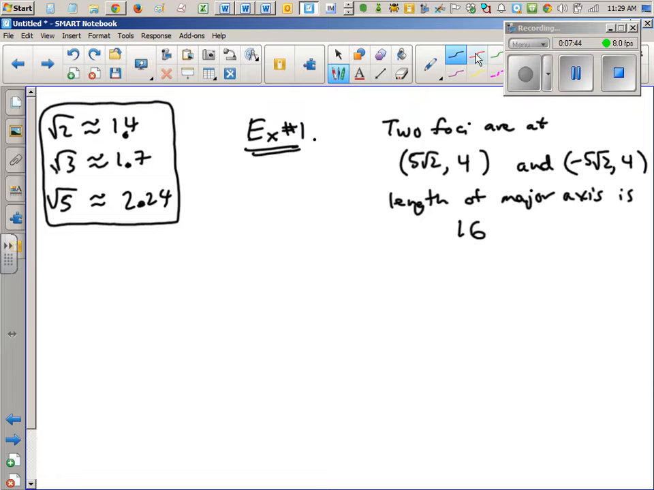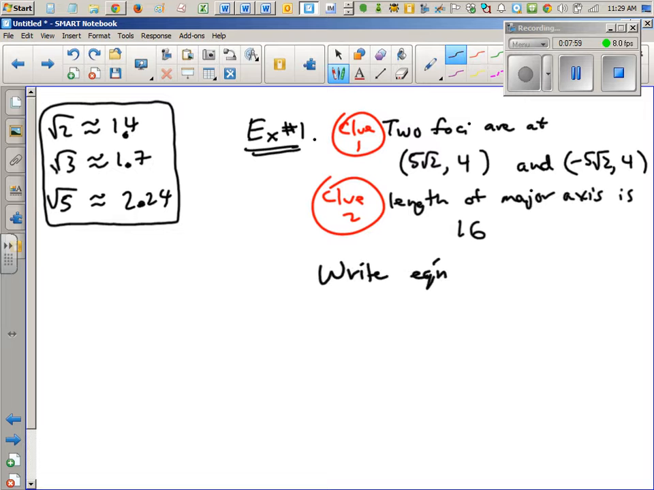Okay, so I'm going to call these clue 1 and clue 2. What I've actually given you here is at least 3 important facts. But the goal is to write the equation of the ellipse in standard form. I'm going to pause the recording and let you work on this for several minutes. Just see what you can do with this problem. You might want to sketch it. You might want to realize that root 2 is about 1.4. Don't use your calculator. See what you can do.